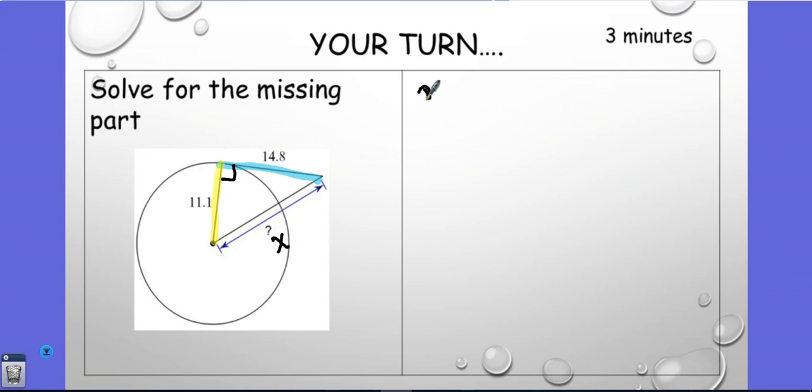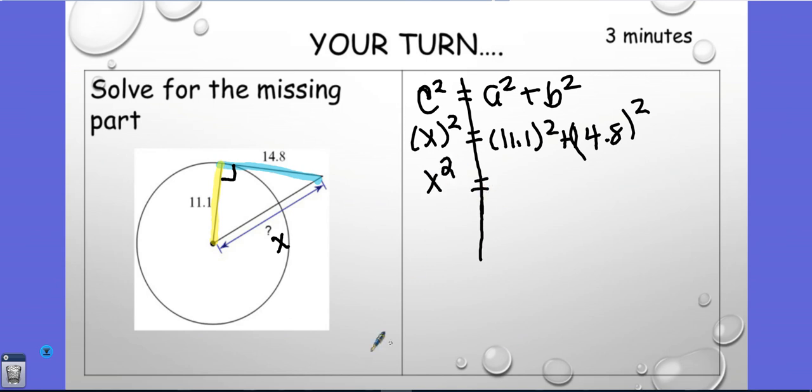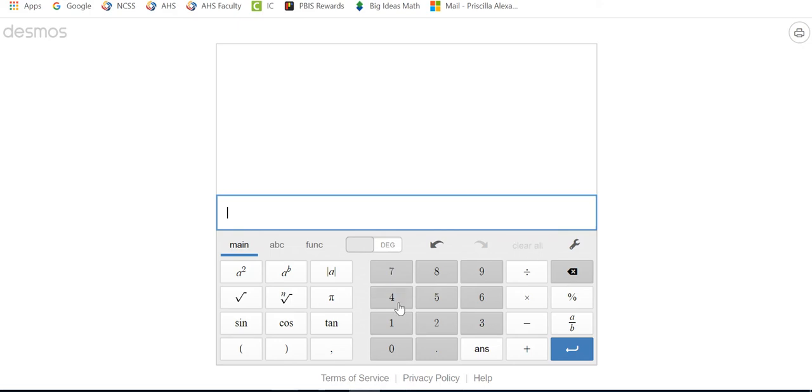So I'm going to use Pythagoras theorem. I'm going to say c squared equals a squared plus b squared. And I'm going to put the x squared here equals 11.1 squared plus 14.8 squared. All right, and the reason why I moved this around is because I knew my variable needed to be on the left. So I made my life easier by going ahead and putting it over there. All right, 11.1 squared. You can use mental math or you can use your calculator.